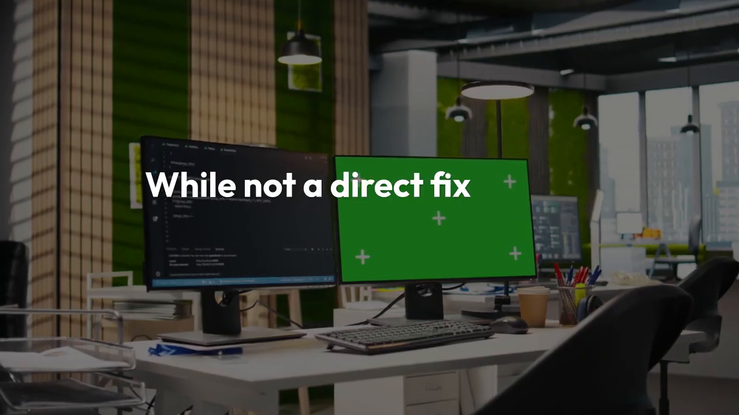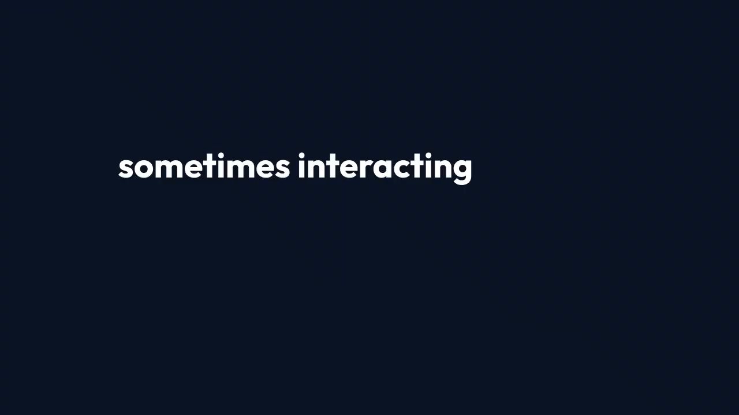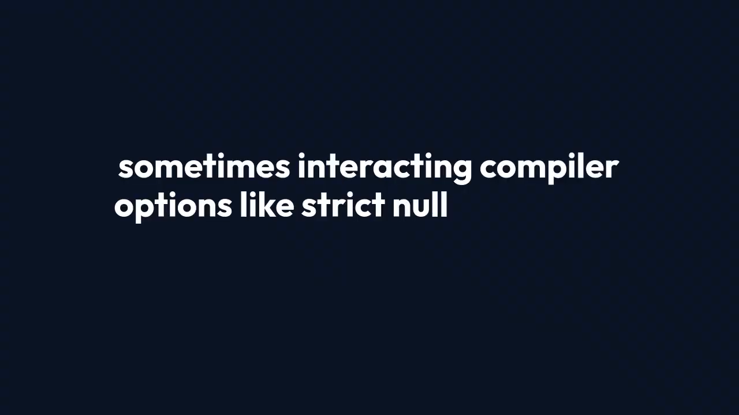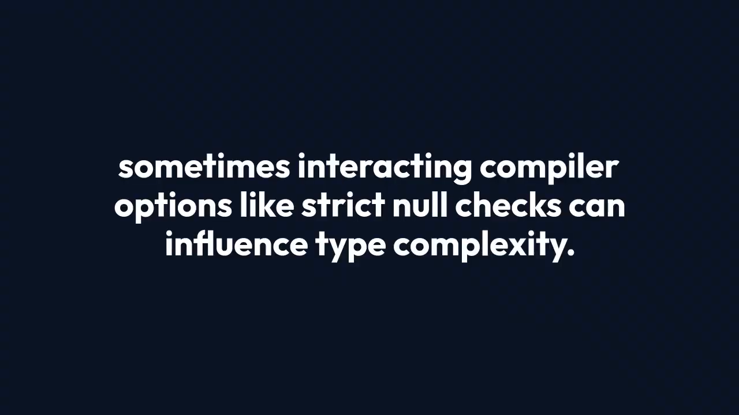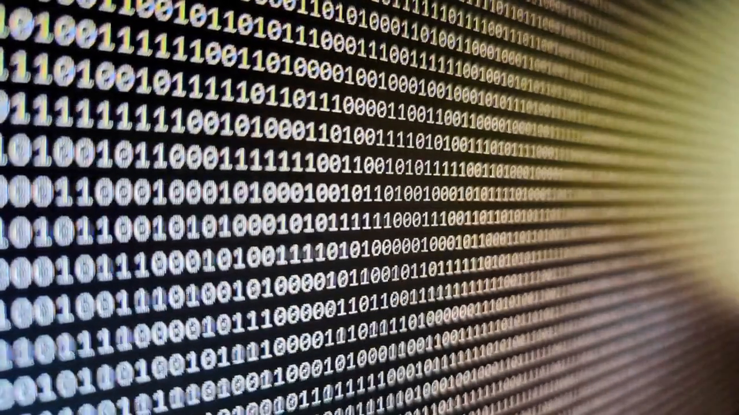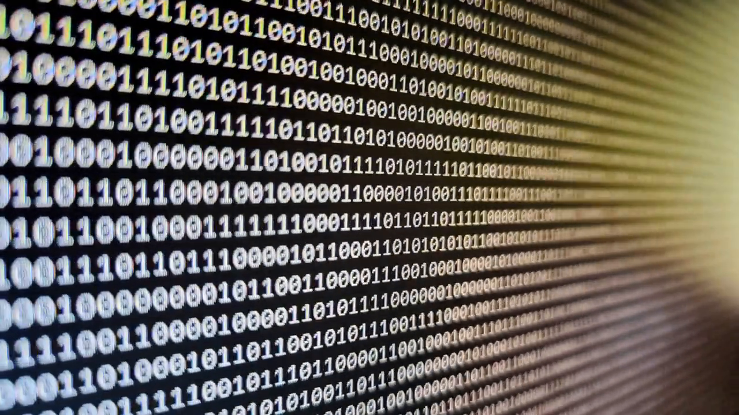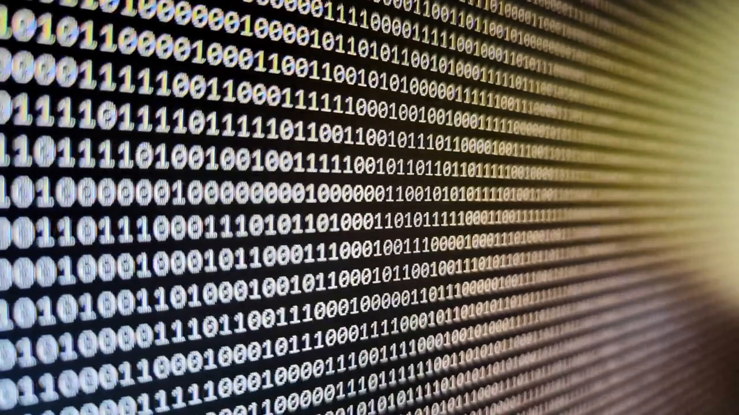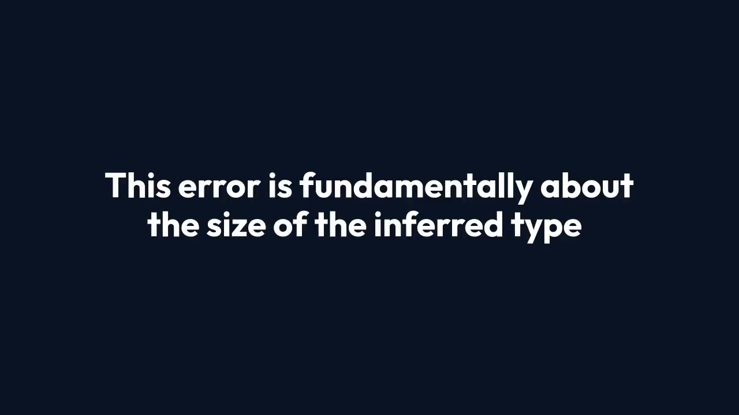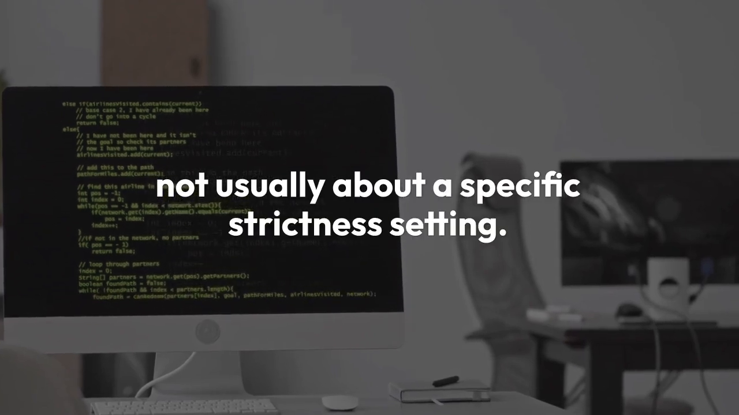While not a direct fix for this specific error, sometimes compiler options like strict null checks can influence type complexity. However, for TS 2590, the above strategies are usually more direct and effective. This error is fundamentally about the size of the inferred type, not usually about a specific strictness setting.